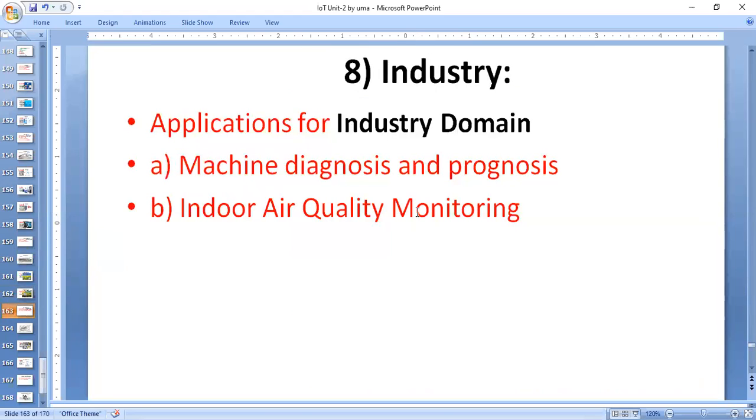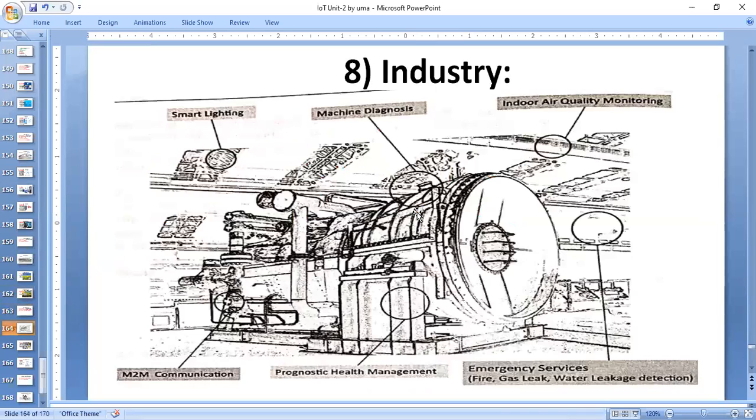Coming to the industry, the applications for the industry domain here are machine diagnosis and prognosis, and indoor air quality monitoring. Here, if you see the diagram, the industry consists of a room, for example, machine diagnosis, indoor air quality monitoring. For identifying the indoor air quality, you are using different systems.